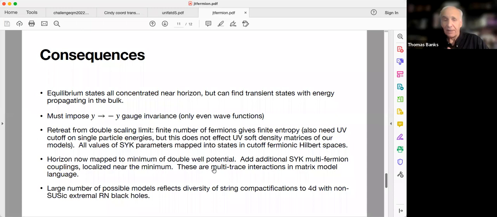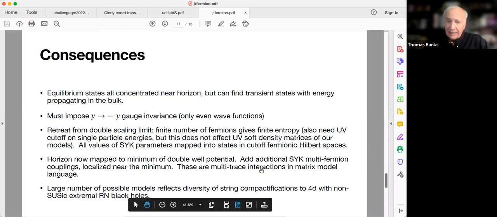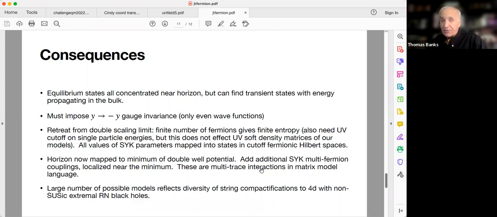The other thing that might worry you as well, we're talking about extremal Reissner-Nordström black holes. And the way I think about that is that there are many, many consistent compactifications of string theory to four dimensions with one or more U1 gauge fields in addition to gravity in four dimensions. So there are many, many consistent models of quantum gravity which will have extremal Reissner-Nordström black holes in them. One should not expect that all of those have exactly the same microscopic dynamics. So I think of the large number of possible models from the string theory point of view as reflecting the diversity of string compactifications to four dimensions with U1 gauge symmetries.